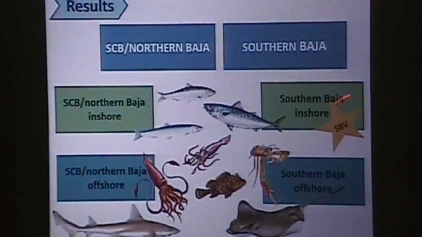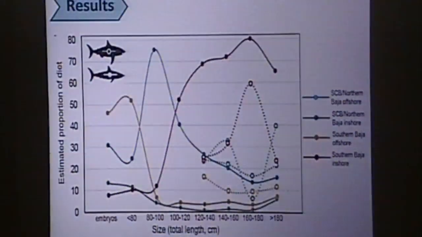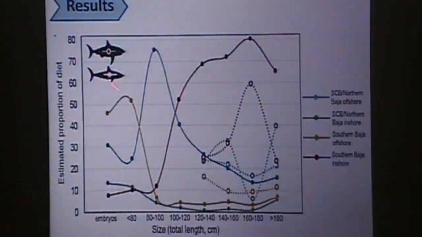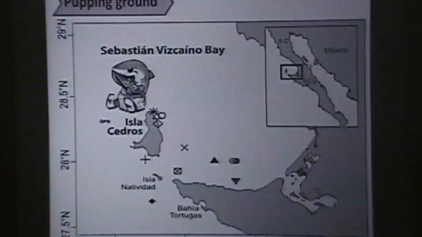The Sebastian Viscaino one is included, and you can see that we have a strong change in habitat use. The mako sharks shift from the offshore waters, probably incorporated from the mothers, to the inshore coastal area of Viscaino Bay, and the white shark shifts from a northern area, probably California, to a southern area like Viscaino.